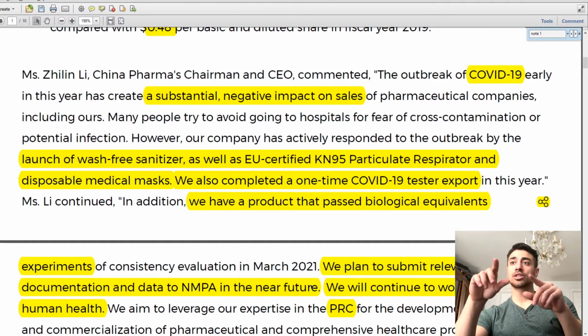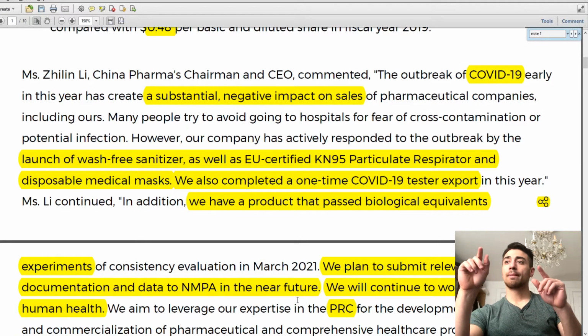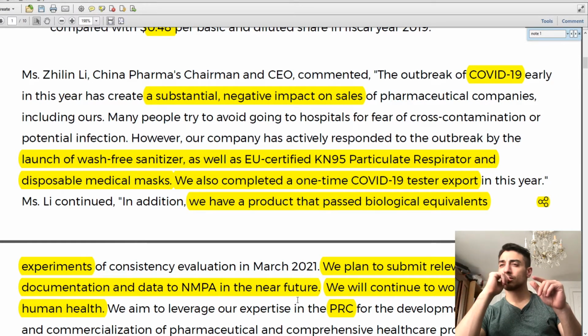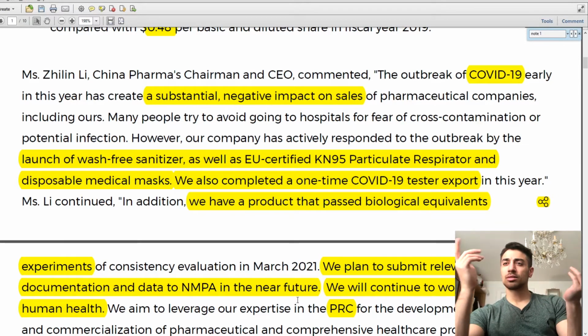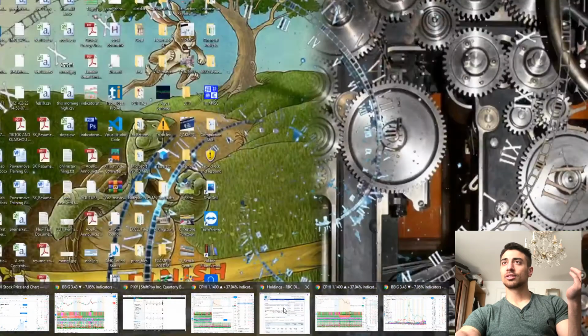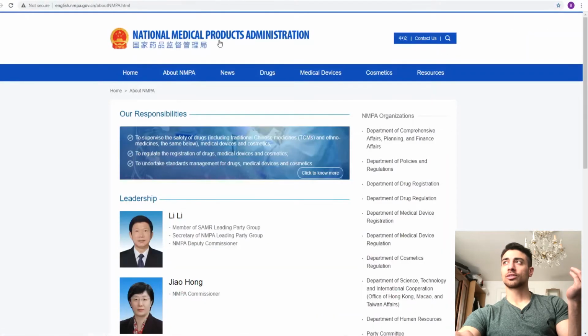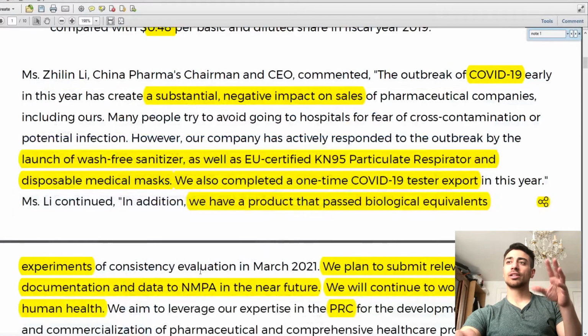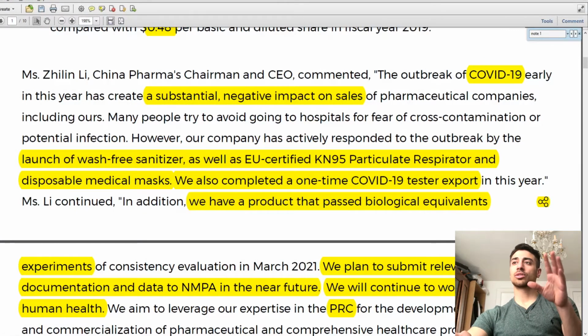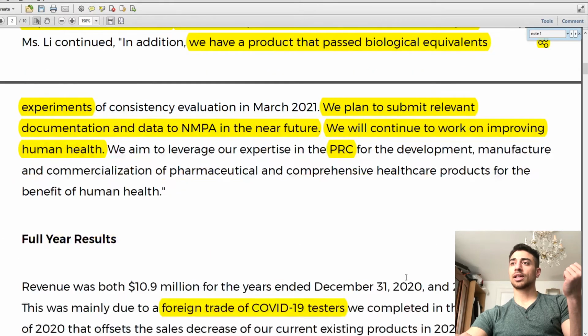NMPA is National Medical, what administration? What was it? Patient? What was it? Damn it, I forget that last word. P was products, damn it. Okay, so they're a regulatory body and they make sure that medical devices, drugs, and cosmetics are safe. So they're saying they're planning to submit relevant data to them. So that's good. And then they had some BS here.